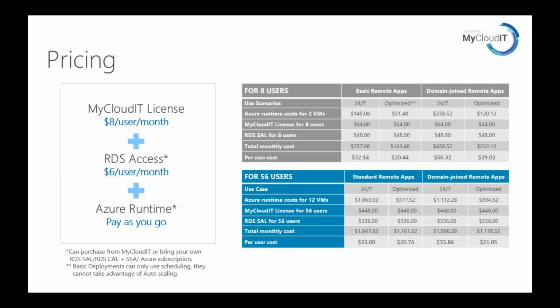So now let's get to a little bit of the details around pricing. The model for delivering remote desktops and remote applications with MyCloudIT in Azure is boiled down to 3 costs. So you have one, the MyCloudIT license, which gives you access to deploy, manage, and monitor from our dashboard. The second component is the RDS license.